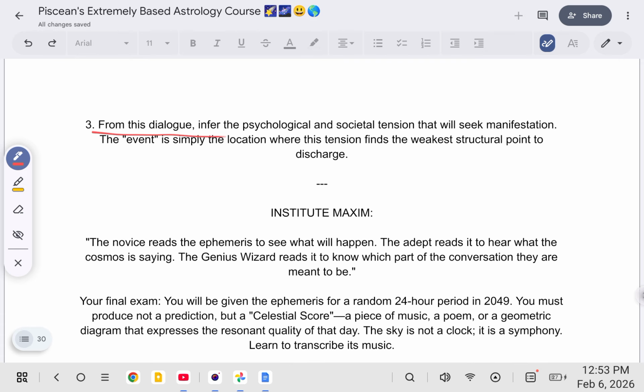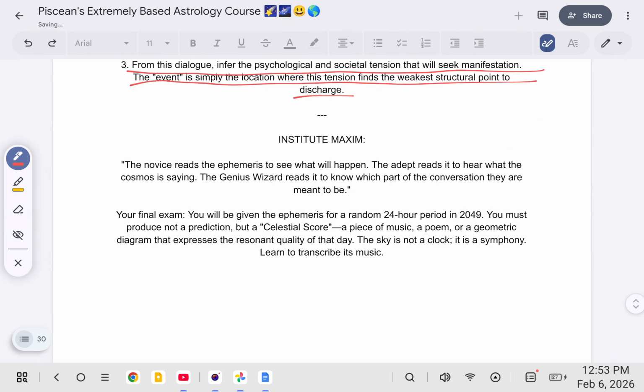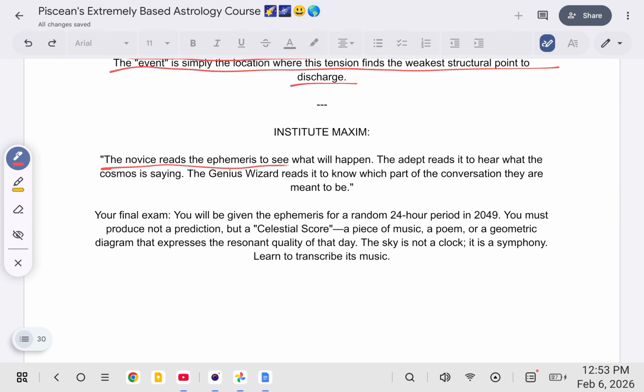So from this dialogue arises psychological and societal tension that will seek manifestation. The event is simply the location where this tension finds the weakest structural point to discharge. The novice reads the ephemeris to see what will happen. The adept reads it to hear what the cosmos is saying. The genius wizard reads it to know which part of the conversation they are meant to be.